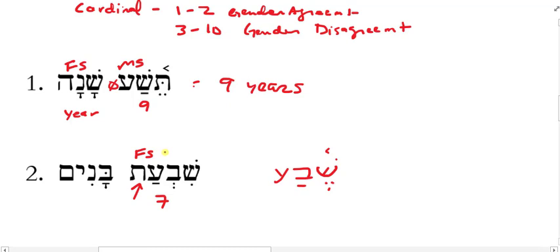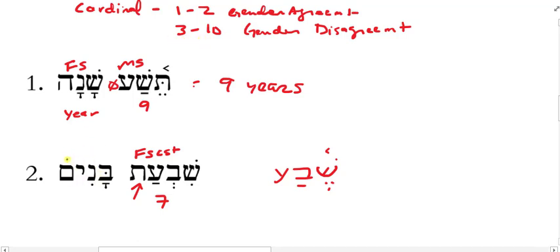The absolute would be a kamatz ending. The construct becomes frequently patach tav, or I could get segol tav as a segolate noun. Okay, so is this absolute or construct? Well, it's the construct. Okay, now why am I using a feminine form of 7? Well, is 7 a gender agreement or a gender disagreement unit? It disagrees. It's between 3 and 10, isn't it? So it's going to disagree.